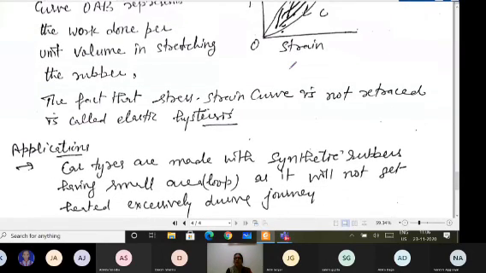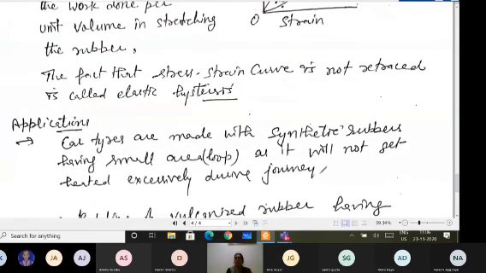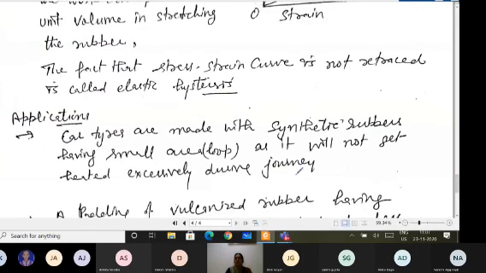Like in car tires, we are using the synthetic rubbers which have a small loop area. Small loop area means it will not get heated excessively during the journey. So we want that this hysteresis loop area should be less for the rubber which we are using in making the wheels of your vehicles.